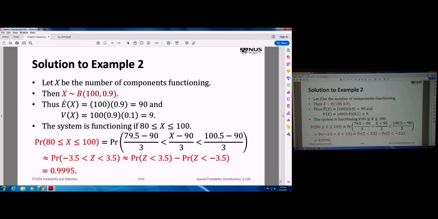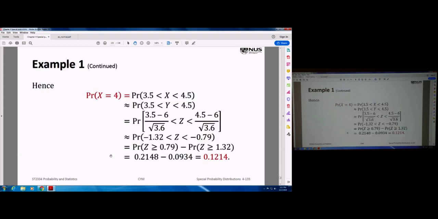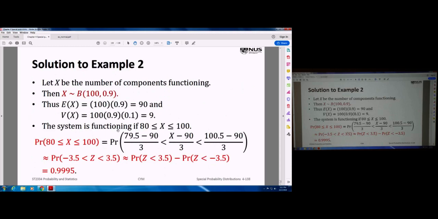Remember that in this case, the binomial has mean n times p, which is 100 times 0.9, so it's 90, and the variance is n times p times (1 minus p), which is 9. Now remember the Gaussian approximation we've been talking about: the mean is np and the variance is npq.